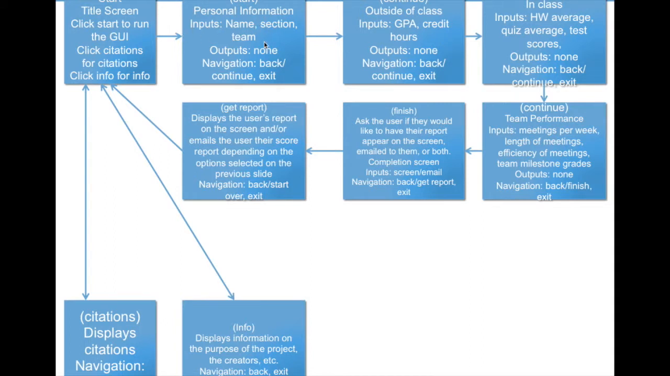Once you start the data input, you input your name and your section number and some more information about yourself. Then once you continue from there, you go through each section and add a little bit more information about how you're doing in class. Once you get to the finish screen, you're given the option to display it on the GUI on the next screen, which is the report screen, or simply save it as a .txt file. And once that's complete, then you're returned back to the start screen and you can start over.